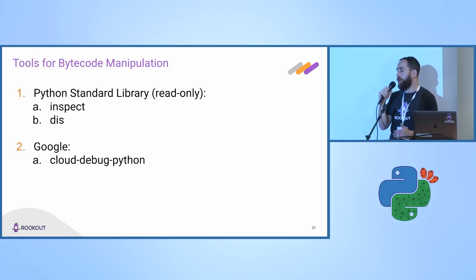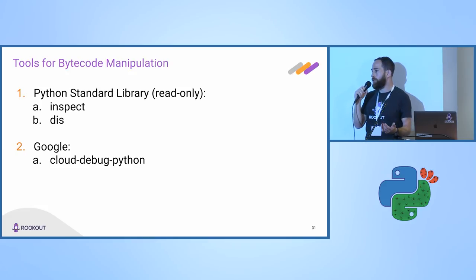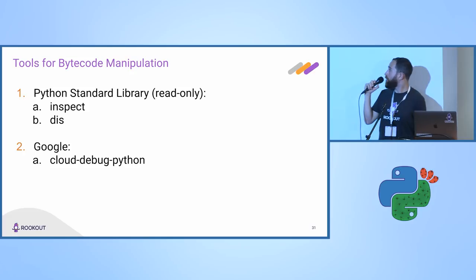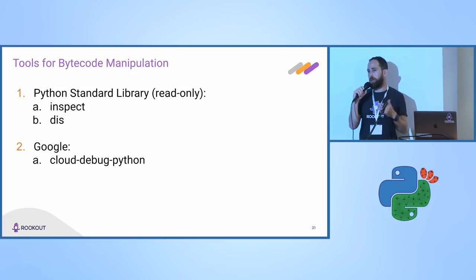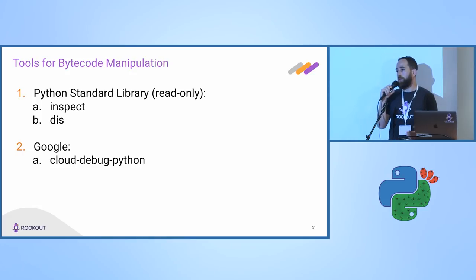It lets you see the code for any function or class anywhere. And you also have the dis module. The dis module allows you to take those strings, those bytecodes, and reparse them into something that's a bit more human readable, like I've shown you.